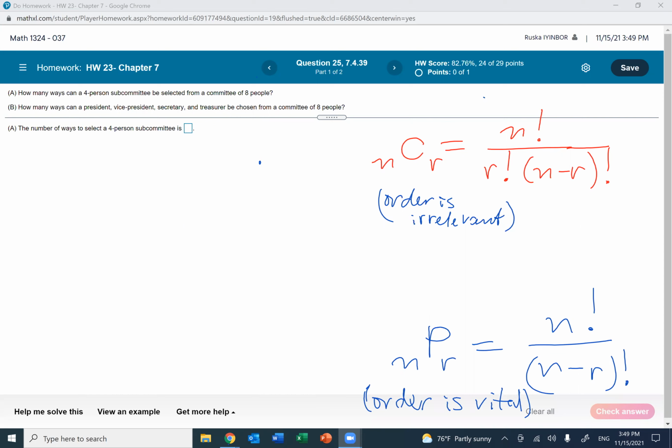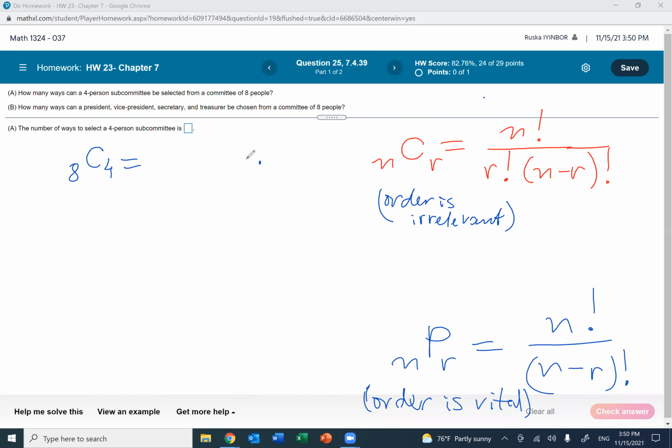Combination is used when the order is irrelevant, the order doesn't matter. And you use permutation if the order is important. So when you pick, in how many ways can a 4-person subcommittee be selected, is the order important? In this case, no. The order in that committee is not important. So here we're going to use combination. We have to find the combination, picking 4 out of 8, and that's what you plug in.